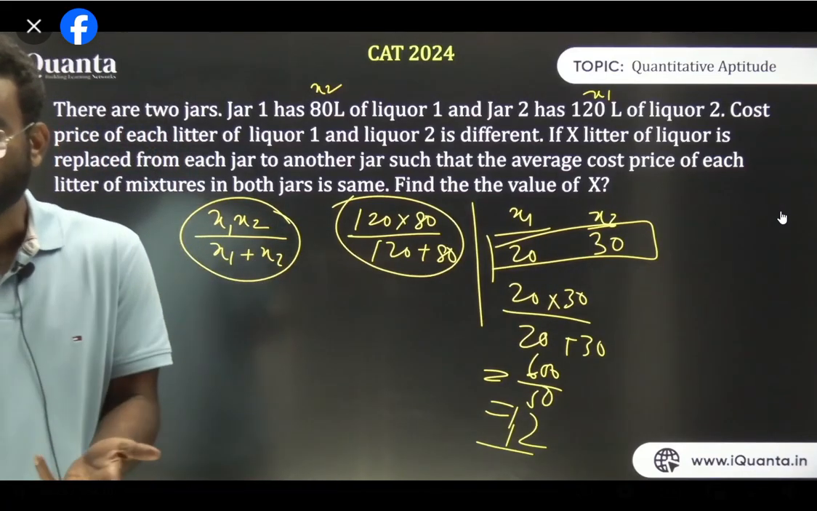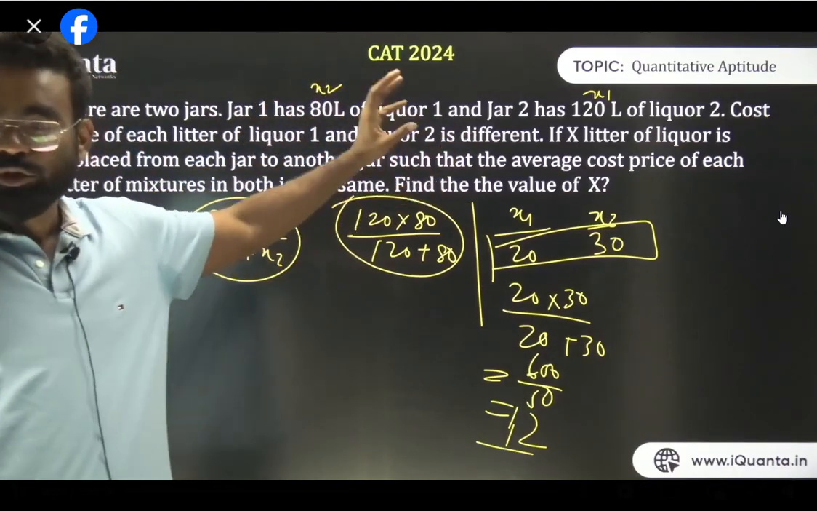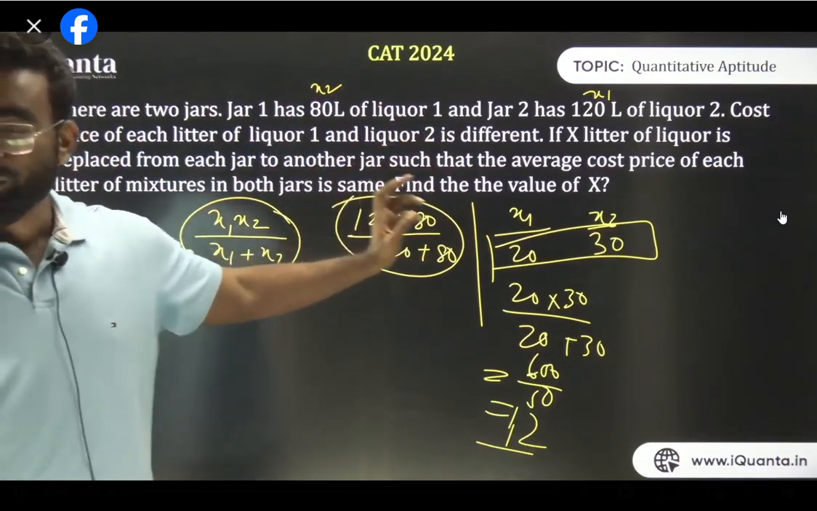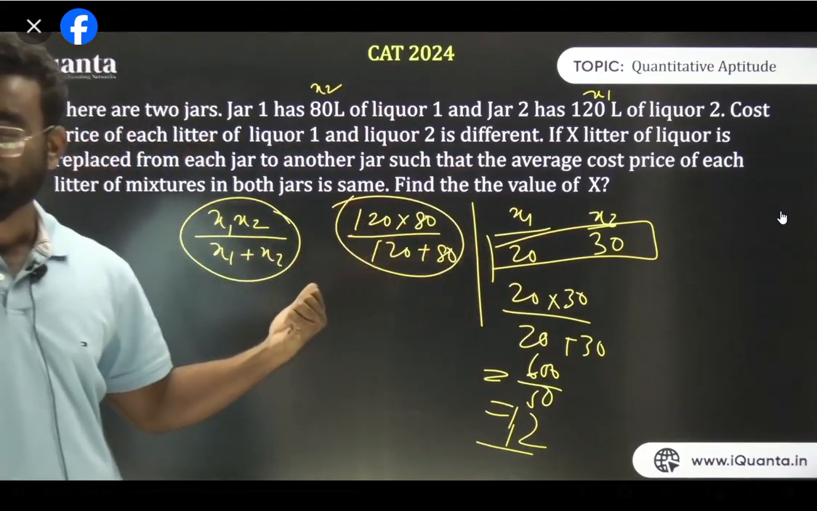This formula we can use. I've told you, Anshika, I have used this formula. I can use this formula only when this kind of thing is given: two jars are given, you are removing from both sides, and making it equal per liter. In this case you can use this shortcut.